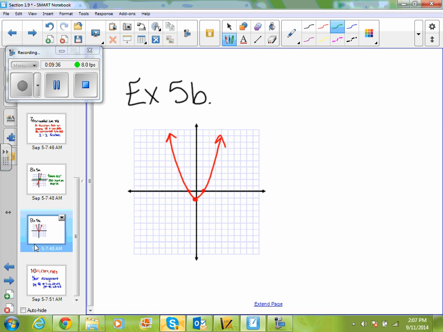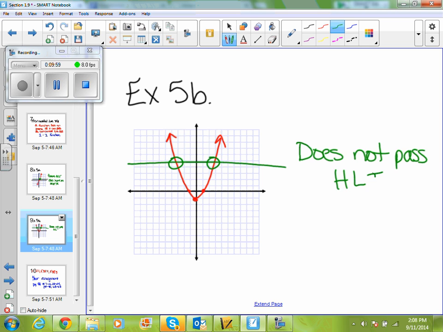Okay. So let's look at 5b. We have this parabola, x squared minus 1. That's what the function is. We need to test if it has an inverse. So we check how many times it crosses. It crosses more than once, so it does not pass the horizontal line test, which means it does not have an inverse.